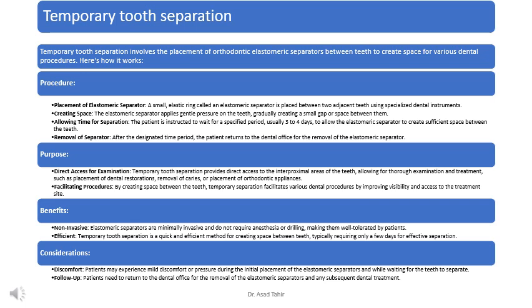Temporary tooth separation provides direct access to the interproximal areas of teeth, allowing for thorough examination and treatment, such as placement of dental restorations, removal of caries, or placement of orthodontic appliances. Facilitating procedures. By creating space between the teeth, temporary separation facilitates various dental procedures by improving visibility and access to the treatment area.